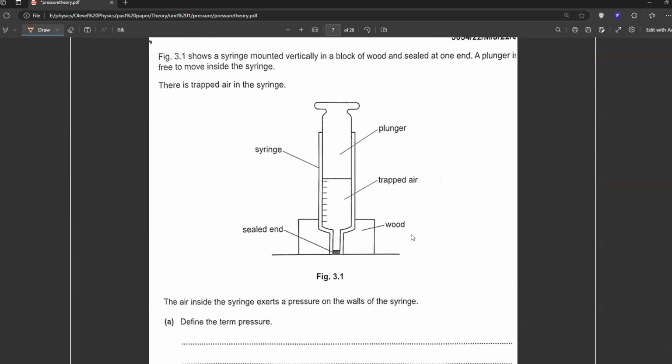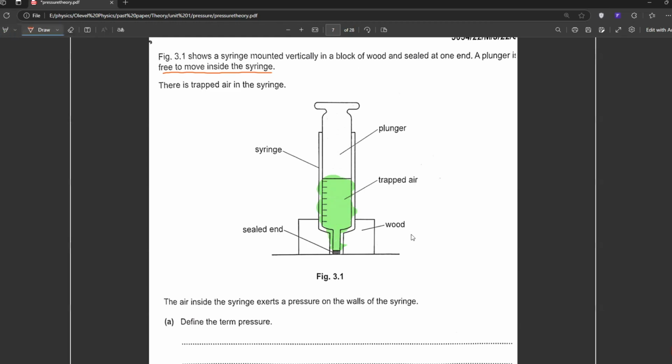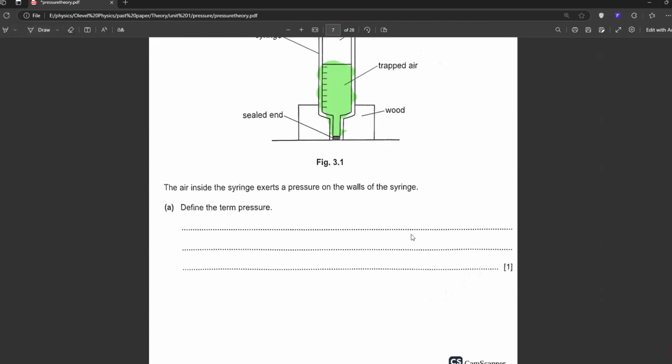Figure 3.1 shows a syringe mounted vertically in a block of wood and sealed at one end. A plunger is free to move inside the syringe. Okay, so this plunger is free to move inside the syringe. There is trapped air inside the syringe. Okay, so this is your trapped air inside the syringe. This entire thing. Okay, what else are we given? The air inside the syringe exerts a pressure on the walls of the syringe.